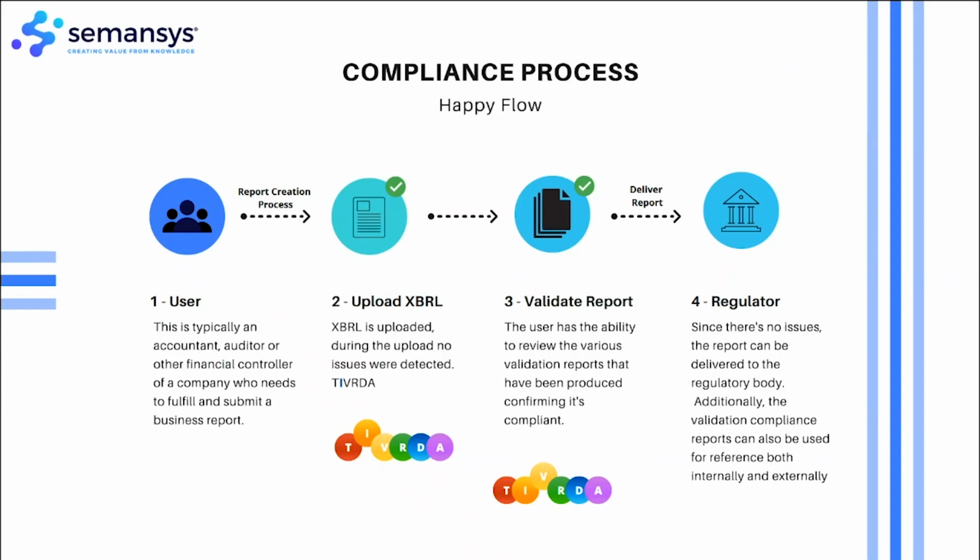I'd like to give a quick overview of the three processes that Michael will be demoing today, just so that you understand or conceptualize where this falls into place. The first process is the compliance process regarding the happy flow, if we call it that way. It's basically where a user, typically an accountant, auditor or financial controller, needs to submit a business report. When we say business report, we mean Xbrl.